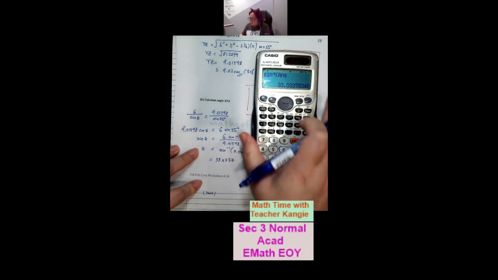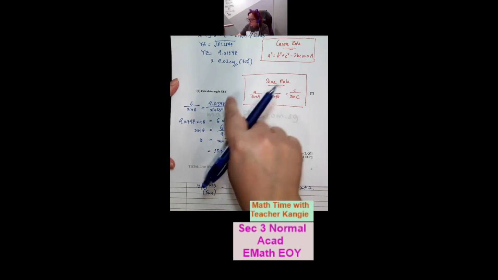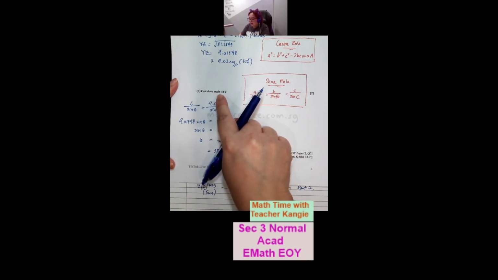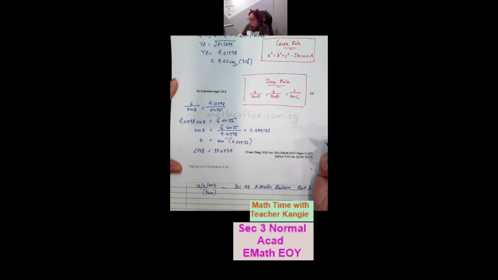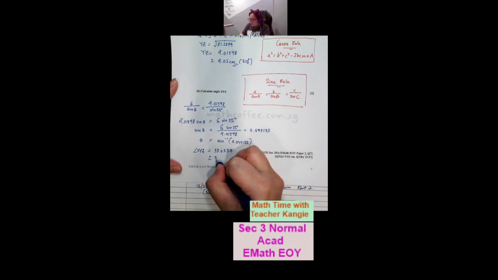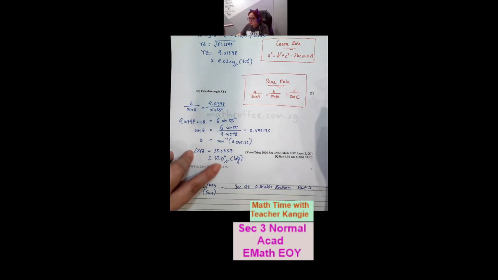I get 33.0337. So for angle in degree, you round off to 1 dp. Because they asked to find angle XYZ, so we say angle XYZ, rounded off to 1 dp, is 33.0 degree. Some students say, 33.0 and 33 is the same one, can I just write 33 or not? But you want to show the teacher that by default you have to round off to 1 dp. So even if it's 0.0, you still have to put 0.0.